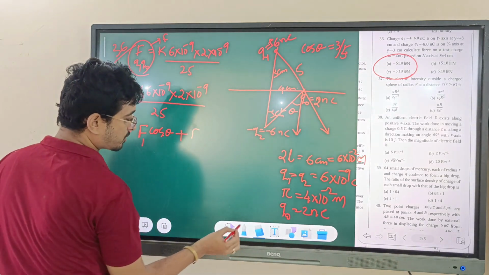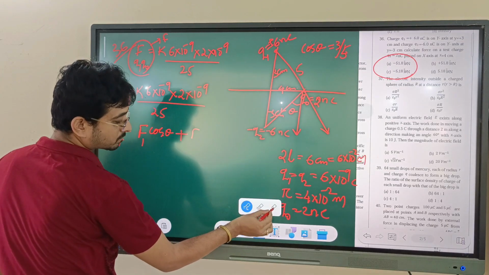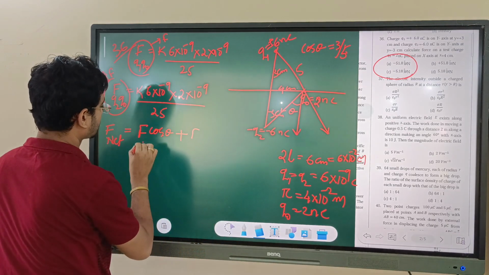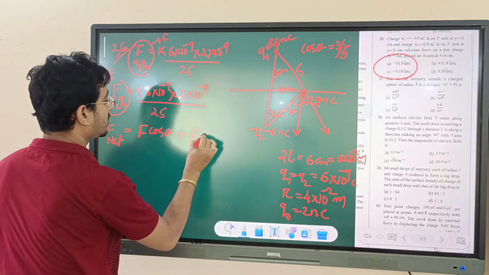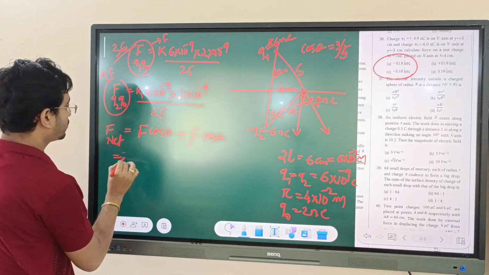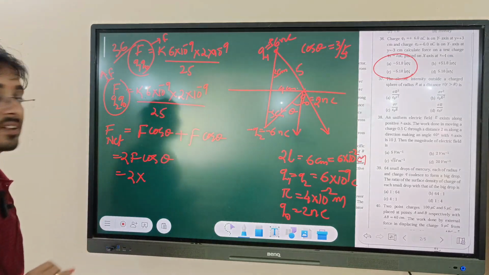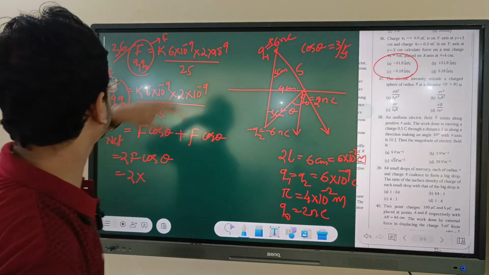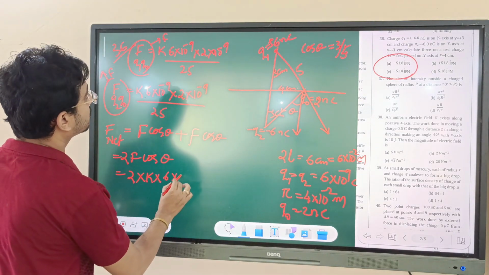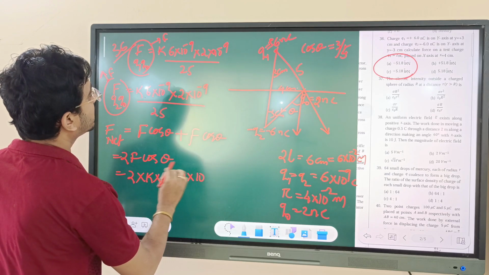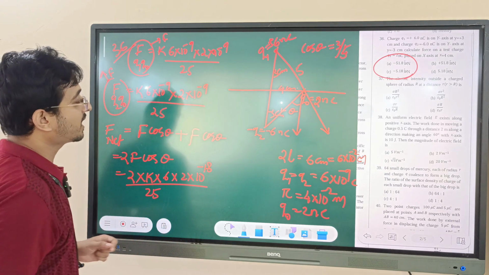So the first one is f cos theta, the second one is also f cos theta. This will be equal to 2f cos theta. In place of f I can write k into 6 into 2 into 10 to the power minus 18 by 25.